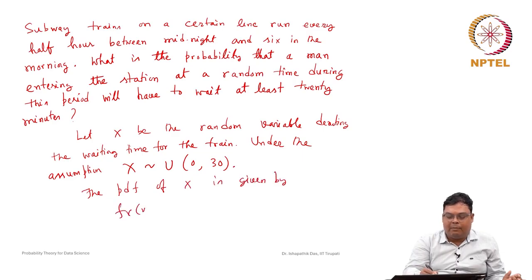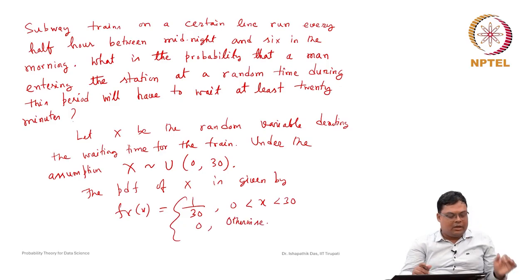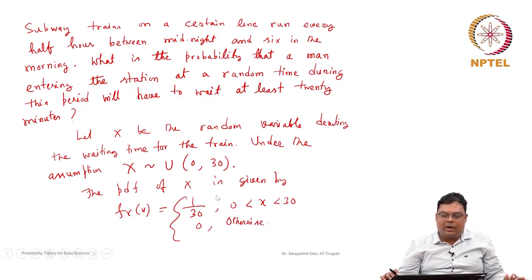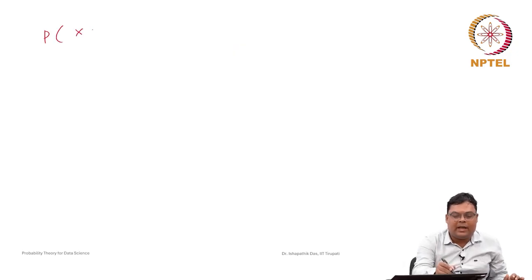given by f of x is nothing but 1 by 30 whenever x is 0 to 30, where a is 0, b is 30, and it is 0 otherwise. Now the question is, what is the probability that we will have to wait at least 20 minutes? So, then we have to find the probability that x will be greater than 20.